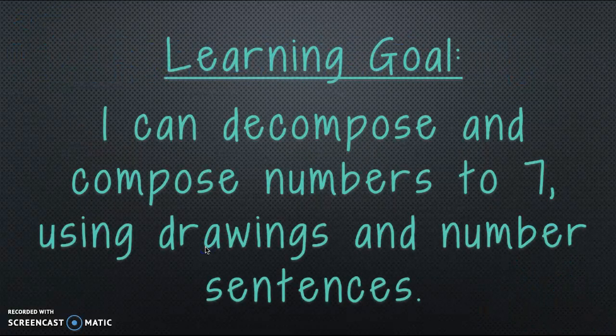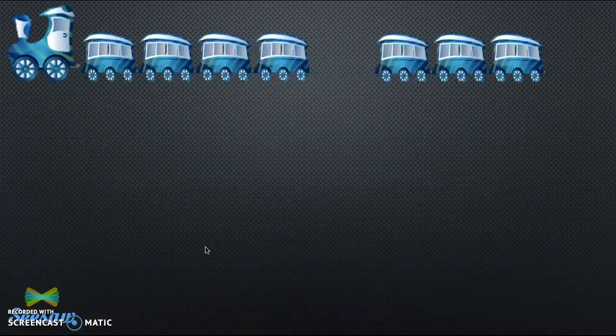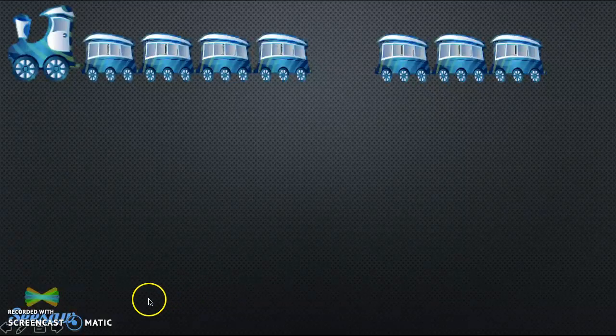Which is great because our learning goal said I can decompose and compose numbers to 7. Our numbers are getting bigger using drawings and number sentences. That's what we've been working on. Now it's your turn. Here is our beautiful train. Can you go ahead and you have a choice? Can you either, oh, actually, you don't have a choice. Yeah, you do. Sorry, I'm still counting them. There's 7.